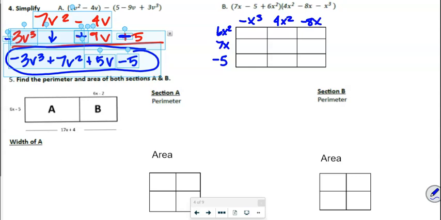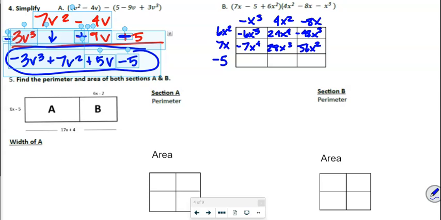So this is going to be, a negative times a positive is negative, negative 6x to the, remember we add the exponents, fifth, right? Then this is going to be 24x to the fourth. This is going to be negative 48x to the third. This is going to be negative 7x to the fourth. 7 times 4 is 28, x to the third. Negative 8 times 7 is negative 56. X times x is x squared.